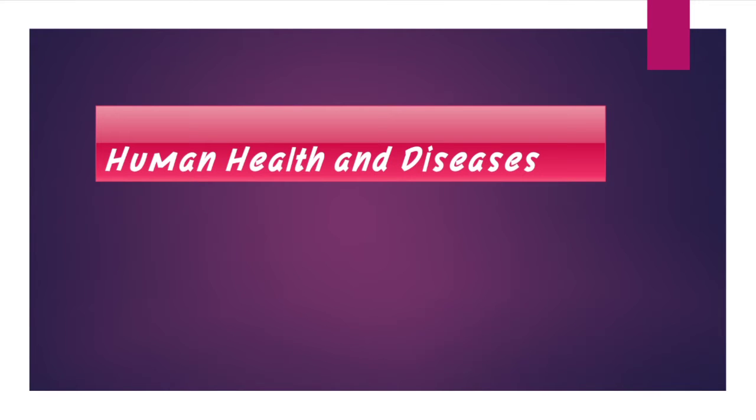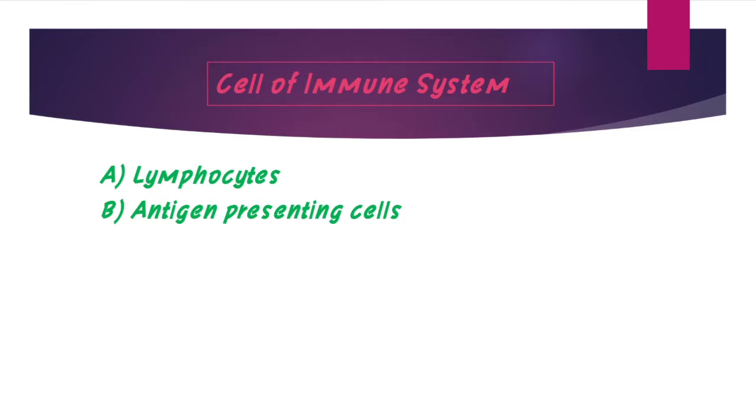Hello dear student. In the previous lecture we have seen what is human health, how immunity works, what is immunity, and types of immunity. Then the next one is cells of the immune system. There are two main types of cells involved in the working of the immune system. They are lymphocytes and antigen presenting cells.